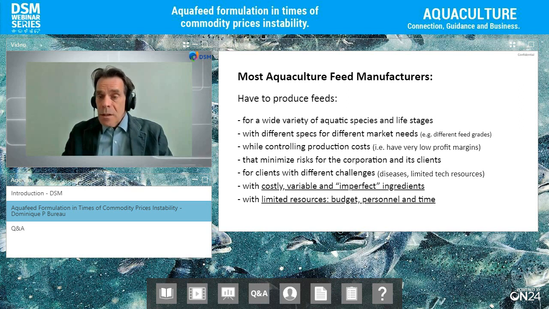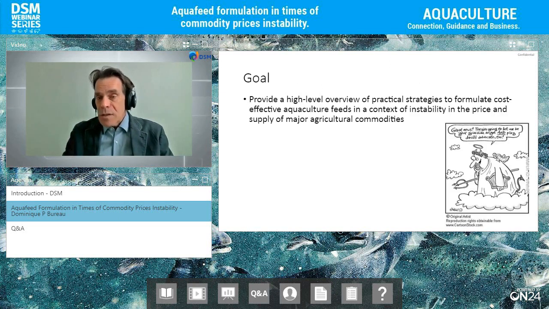How do you make successful, cost-effective feed within this environment is a real challenge. So the goal of my presentation is to provide you with practical strategy at a high level, how to formulate cost-effective aquaculture feed, successful or good aquaculture feed in this context of instability of price and supply of major agricultural commodity. I put a little cartoon there.